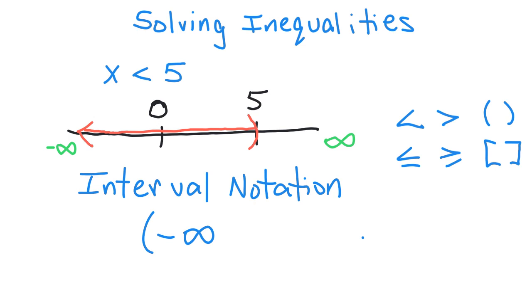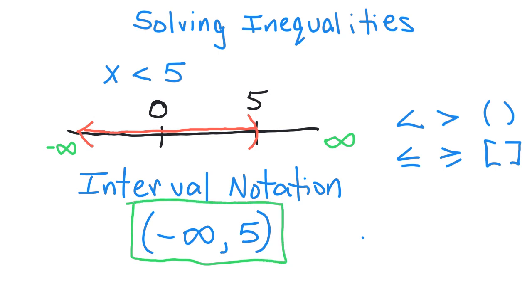And we always use parentheses with infinity and negative infinity. And then we're going to stop at 5, but we're stopping actually right before 5. So we're going to denote that with parentheses. So this is actually our answer in interval notation. It is not an ordered pair. It is actually a start point and an end point.